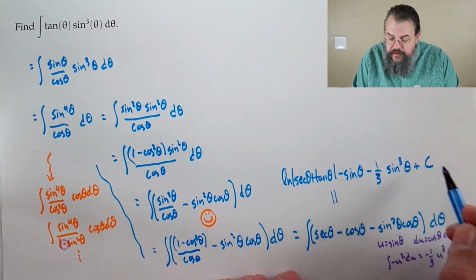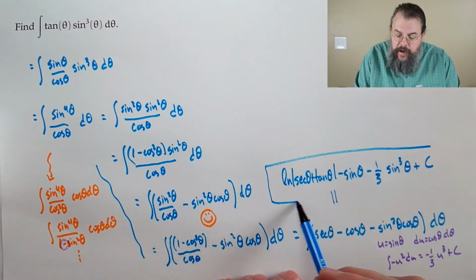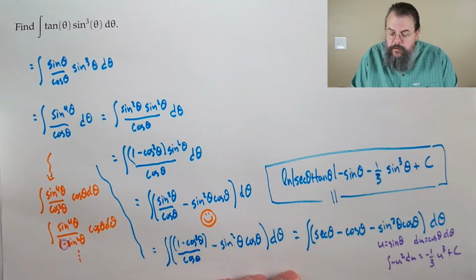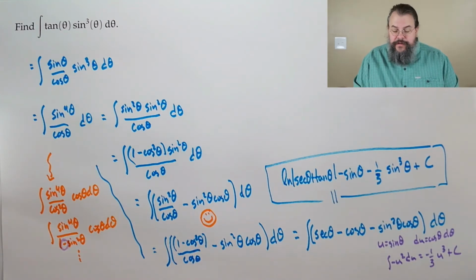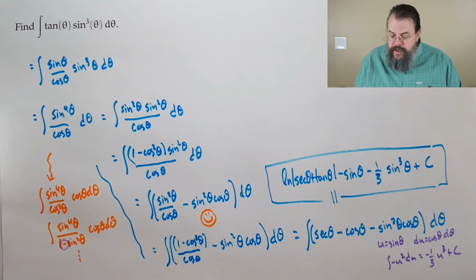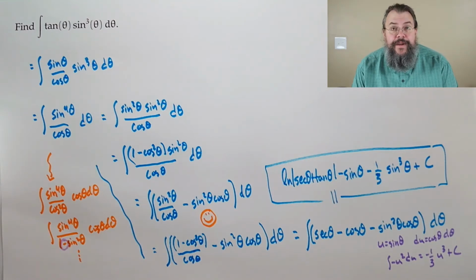And plus, of course, c, because it's an indefinite integral. And we're done. Life is good. Life is wonderful. We were able to make it work, which is something we'd like to be able to do. We like it when things work out. It's a lot better than the alternative. And so there we go.